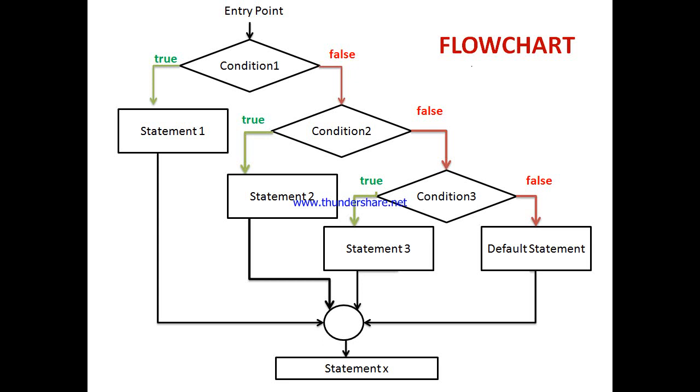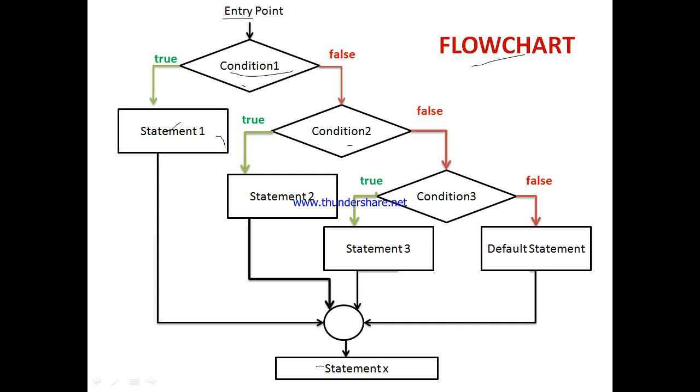Now it is the flow chart of else if ladder. You can see the entry point. At the entry point, condition 1 is checked. If condition 1 is true, then statement 1 is executed, and after execution of statement 1, statement X is executed. But if condition 1 is false, then condition 2 is checked. If condition 2 is true, then statement 2 is executed, and then directly statement X is executed.